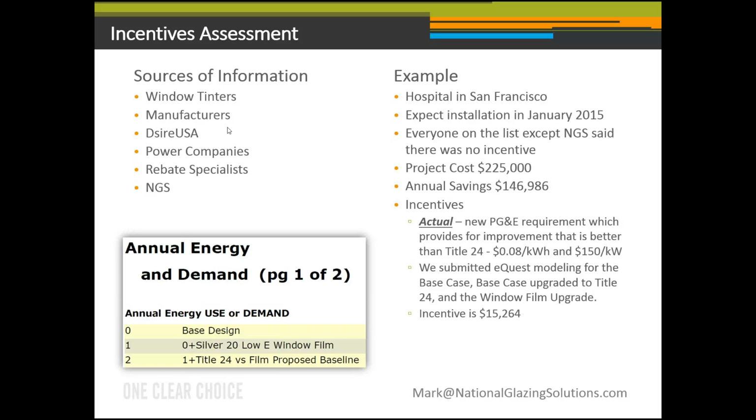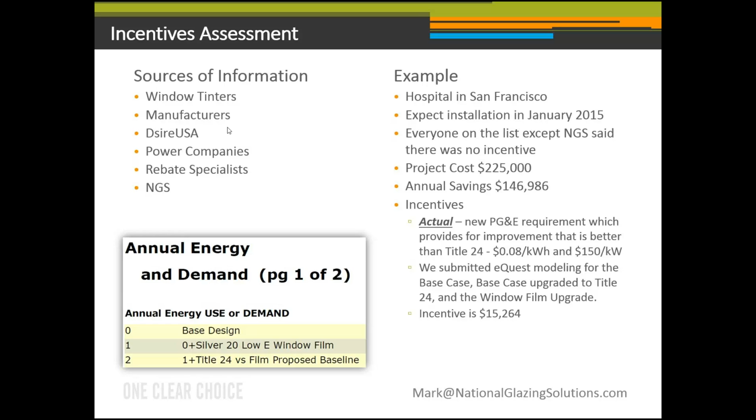Here, this is the table on the lower left. The 3 scenarios would be the actual base case, our simulation in eQuest verified through the QA process discussed earlier. The second simulation would be that base design plus the solar Silver 20 low E window film. So that existing base design and that base design plus window film. But they would not incentivize that. They would only incentivize the difference between Title 24. So we also simulated an example with Title 24 window characteristics, and indeed they did issue an incentive.